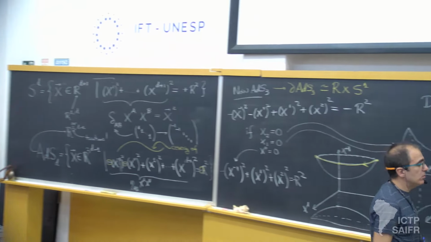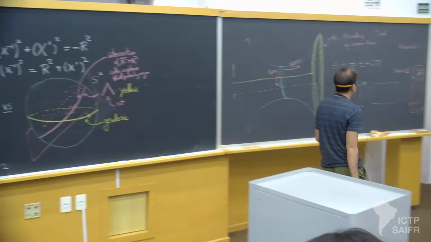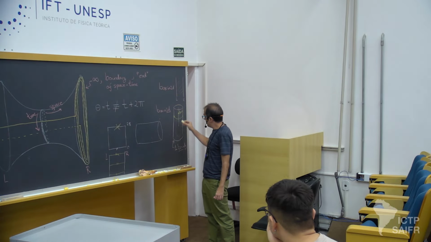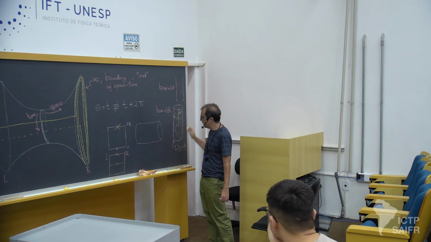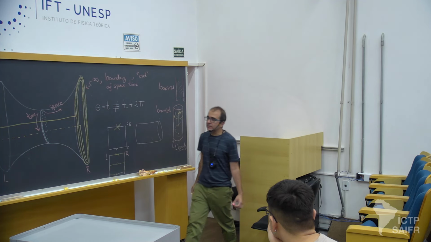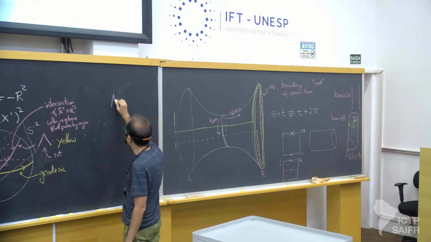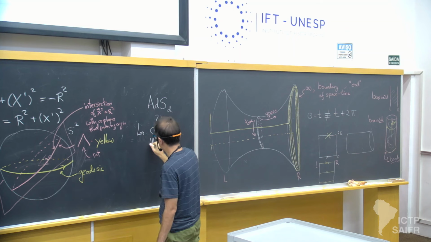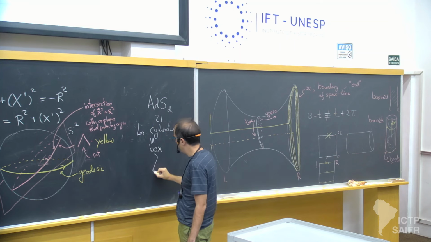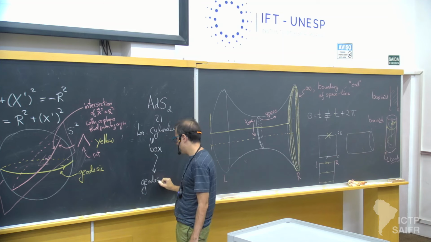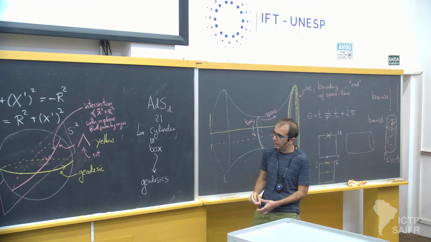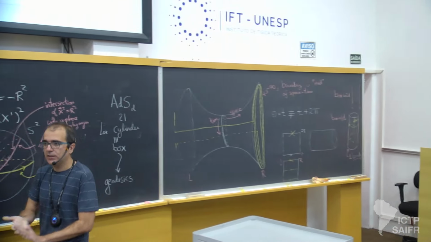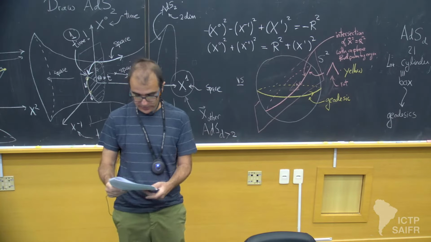So the next thing we will do next time is to say, okay, it looks like it's the topology of a box. So what I would like to see is that it behaves like a box. Namely, if I'm here and I throw some particles, the particles should come back, and geodesics should do something like this in the box. So now that we understood that AdSD has the topology of a Lorentzian cylinder, in other words, also known as a box, the next step would be to study geodesics to see what it would be like to live in AdS spacetime. That's what we are going to do next time because I'm out of time. Okay, very good, thank you.